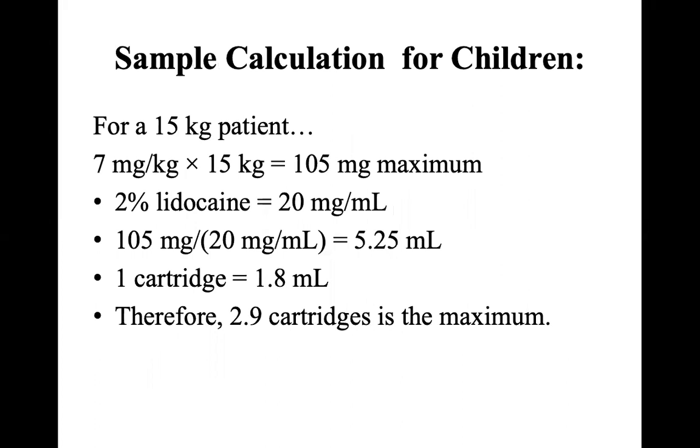And then I just have a sample calculation for children. So if you have a 15 kilogram patient and you're giving them lidocaine, you can multiply to get the maximum dose: 7 milligrams per kilogram times 15 kilograms, which gives you 105 milligrams maximum. And 2% lidocaine contains 20 milligrams per milliliter of lidocaine. So if you divide 105 by 20, you get 5.25 milliliters. Then to calculate the maximum number of cartridges you can give them, you divide that number by 1.8 and you get 2.9 cartridges, which is the maximum.